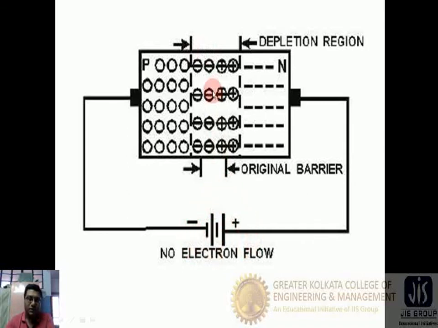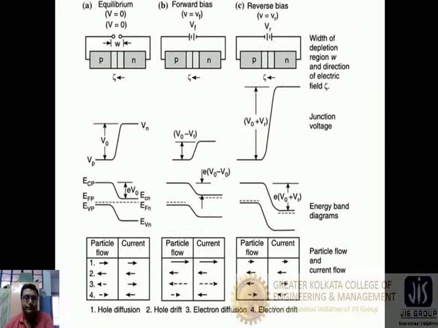The more the potential, the more the depletion region, or the depletion width, increases. This is the most important thing. The more the reverse voltage, the more the depletion region width. So we just take the band diagram of this whole thing.